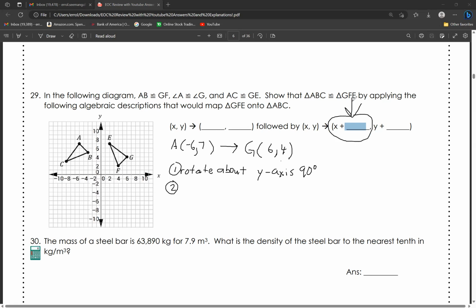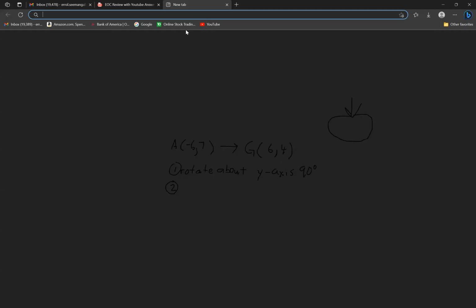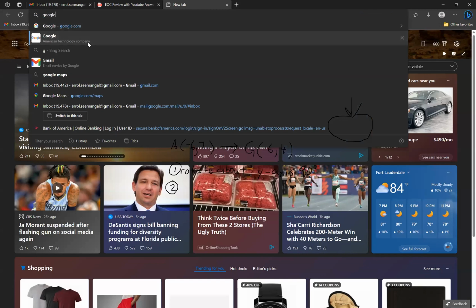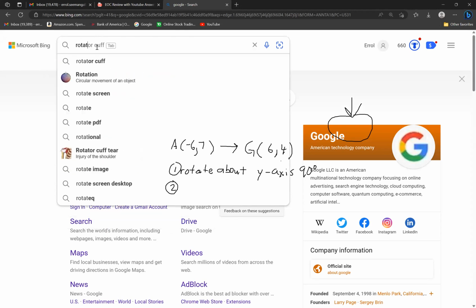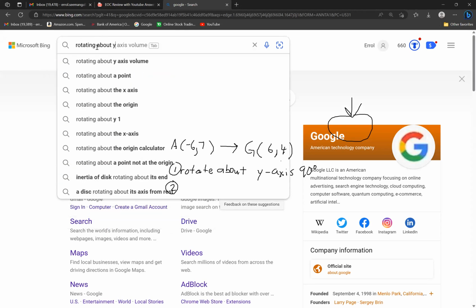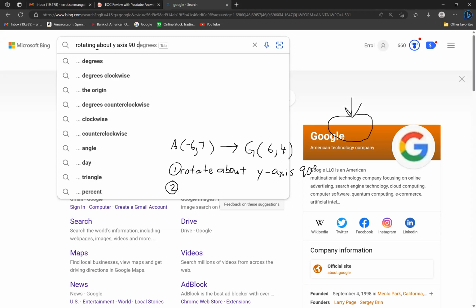Let me just Google what that transformation is right quick, because I forgot off the top of my head. Rotating about the y-axis 90 degrees. Which way is that? That's clockwise. Yeah, that's clockwise.